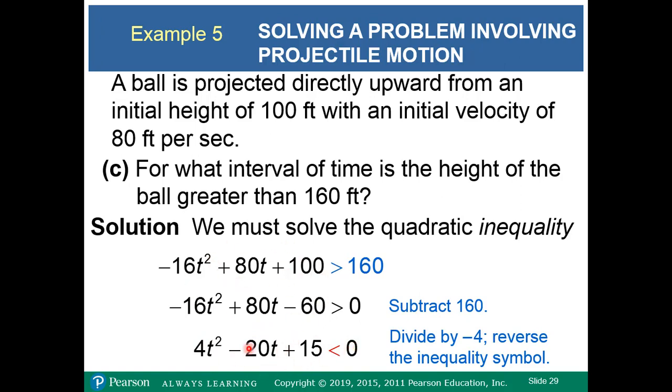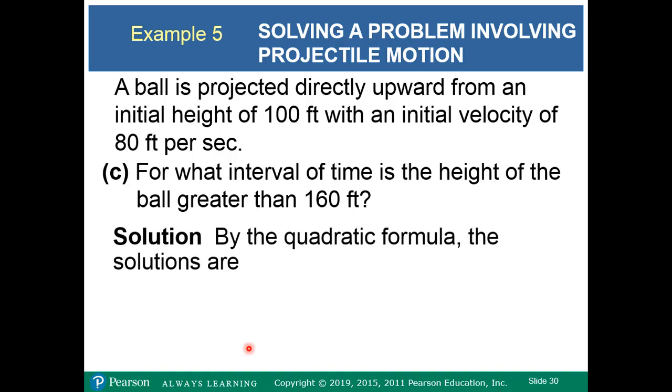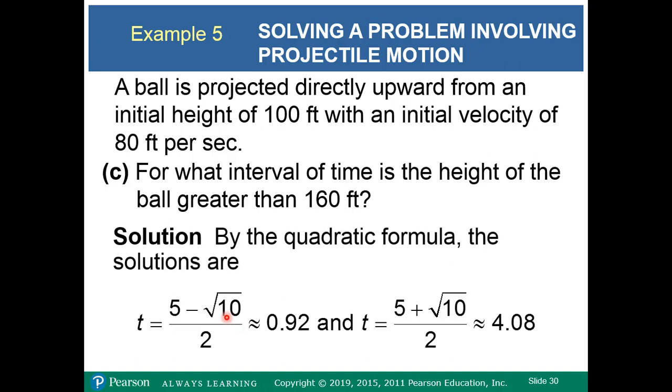Okay, so now by the quadratic formula, we find this. We find that t is equal to 0.92 seconds, and we also get t is equal to 4.08 seconds. So that means that at t equals this time and t equals this time, that's when the ball was at 160 feet. So the ball was greater than 160 feet between these two values.